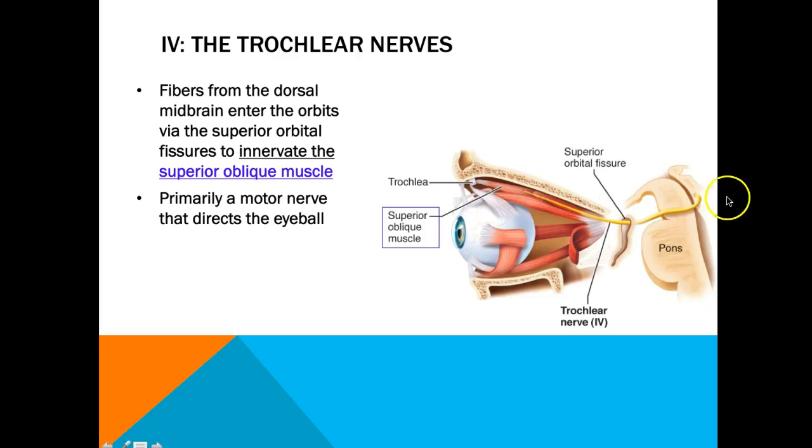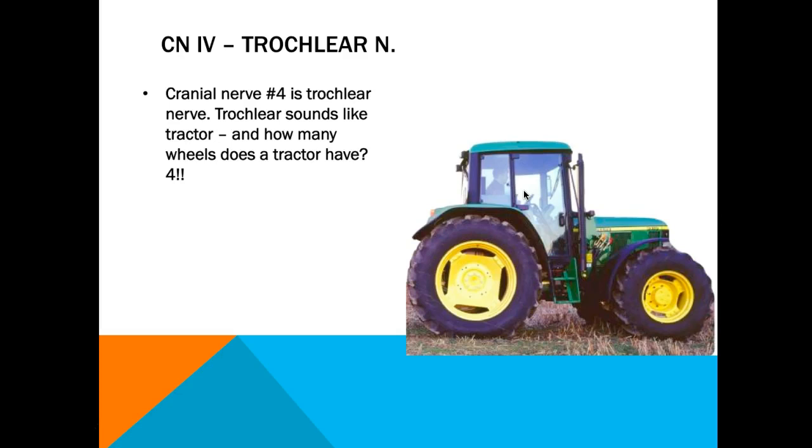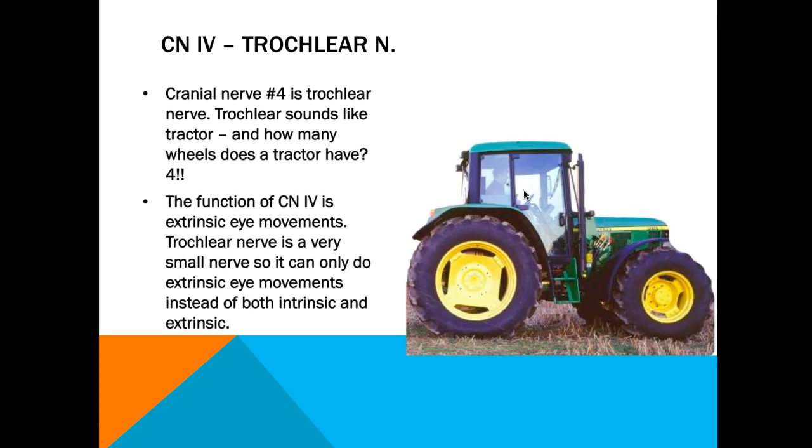Now let's move into cranial nerve number 4, known as your trochlear nerve. These fibers are going to travel from the dorsal midbrain and enter the orbit through the superior orbital fissure. It goes to one specific extrinsic eye muscle, and that is your superior oblique muscle. The way I remember this is trochlear reminds me of the word tractor, and how many wheels does a tractor have? 4.